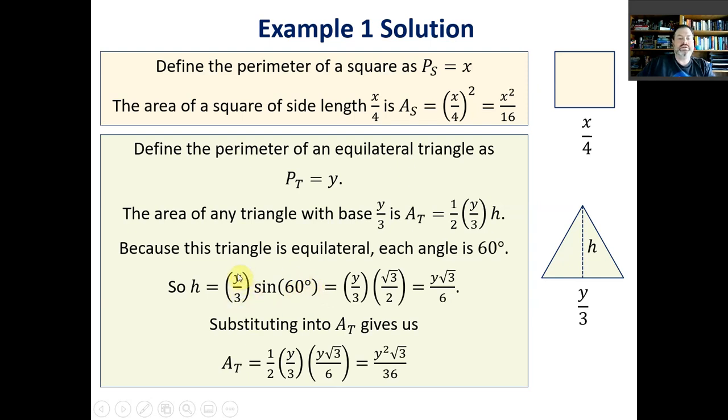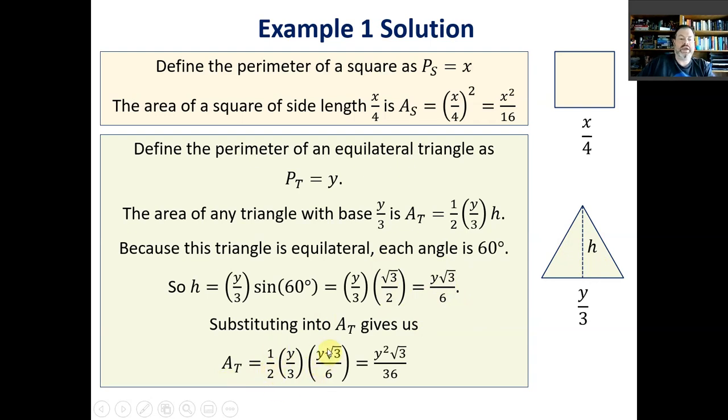So this is r. If you put this thing inside a circle, this is the radius of the circle. And so I'm just using the definition of sine on the unit circle. So it's just y over 3. Sine of 60 is radical 3 over 2. So I get y radical 3 over 6. So that's the height.